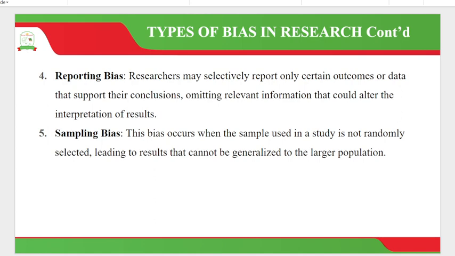Then lastly is sampling bias. This occurs when the sample used in the study is not randomly selected, leading to results that cannot be generalized to the larger population. For example, you might be generating a sample, but it does not actually represent very well the entire population. You get it? Your study is about adults aged 18 years and above. However, when you select the sample, we see that most of your members are aged 60s. Or we find out that there are more youth in your study than others. That becomes the sampling bias. You poorly selected your sample.